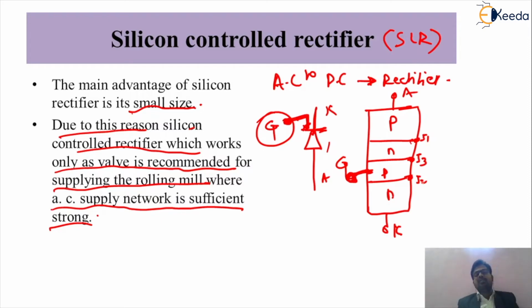This junction, that is J1 and J2, will be in reverse blocking, and J3 in forward blocking, so due to that there is no flow of current. But while we are giving the positive signal to that particular gate terminal, the current flows through the device, and by which we can get the control signal, and we can convert the alternating current supply into a direct current supply.